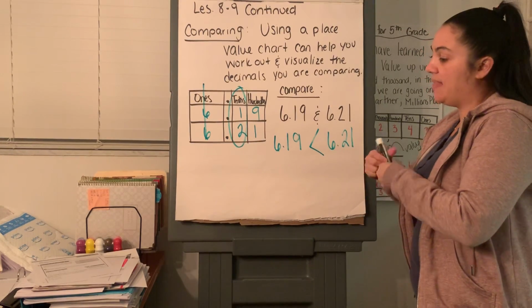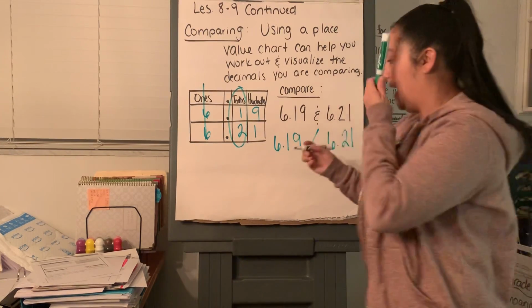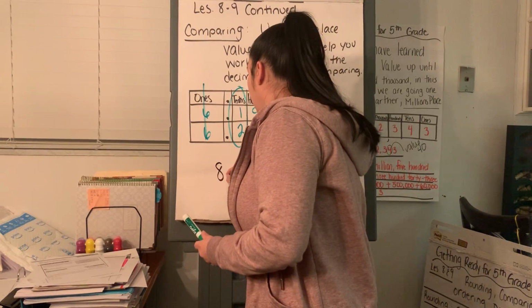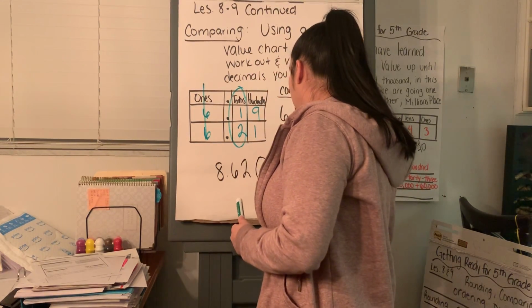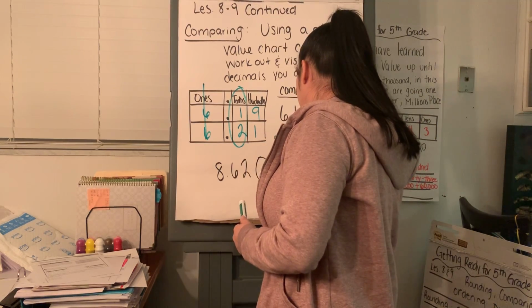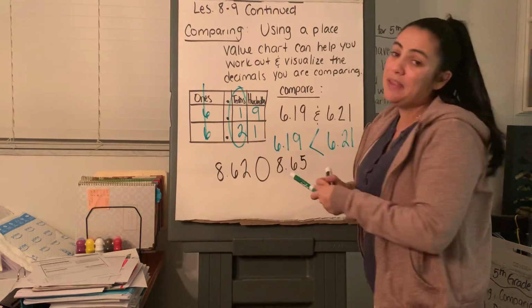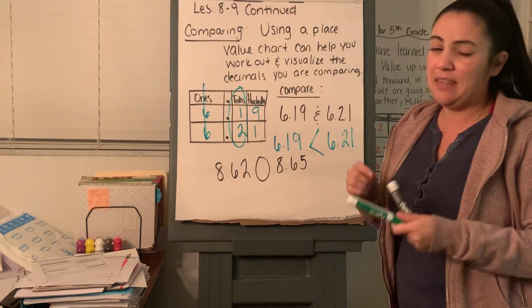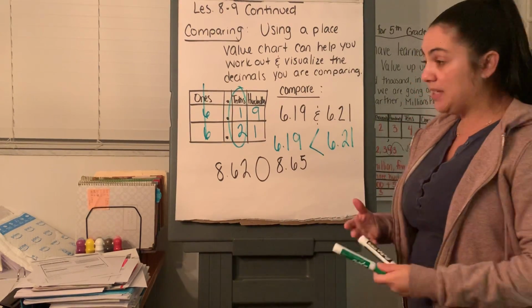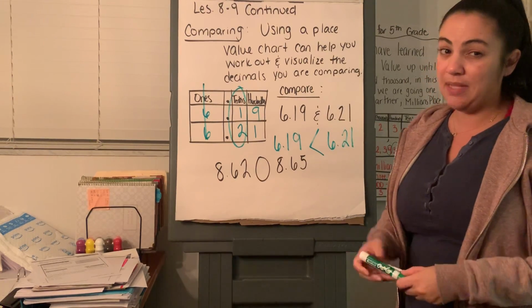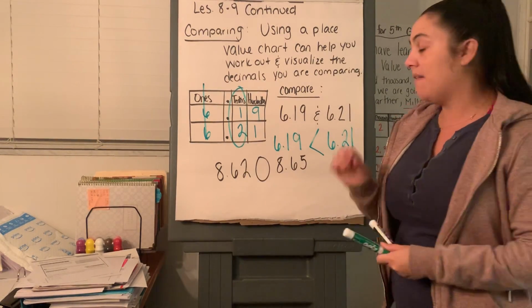Now, I can do this with any set of decimals, even if I did it side by side. So let's say that you have two decimals side by side. 8.62 compared to 8.65. Now, some of the comparisons are obvious and you can see them off the bat, but my suggestion to you is to double check, because sometimes seeing so many different numbers at the same time and moving quickly, you might make a very small mistake.